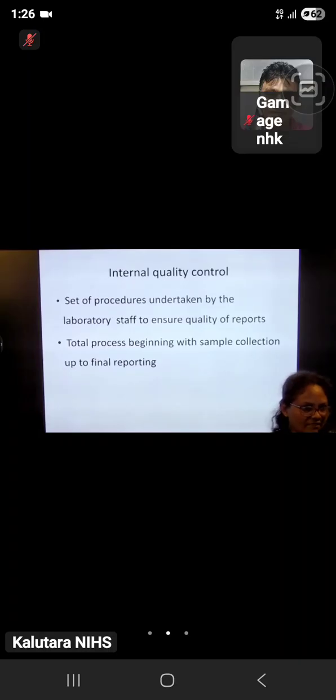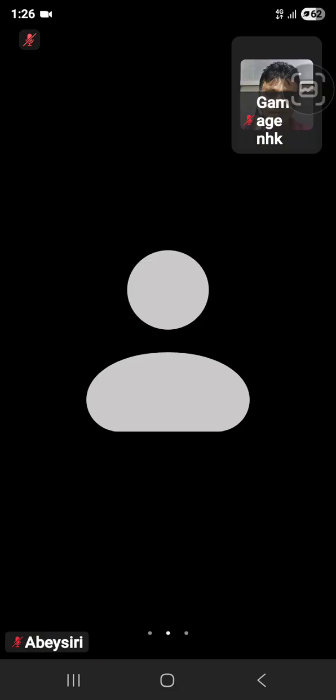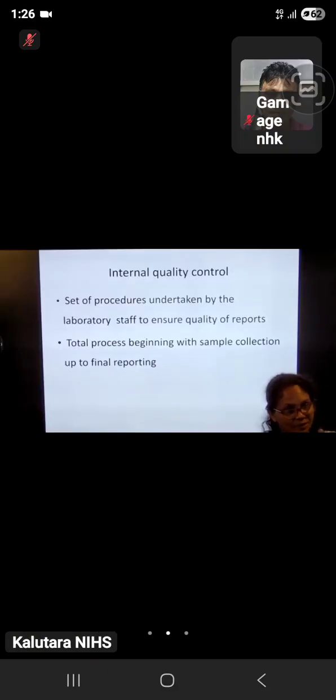Total process beginning with sample collection up to final reporting. So if you prepare a guideline for specimen collection as laboratory personnel, that is internal quality control because that is done by the laboratory staff. Is that clear to you? Set of procedures undertaken by the laboratory staff to ensure quality of report. Right? So this is about internal quality control.